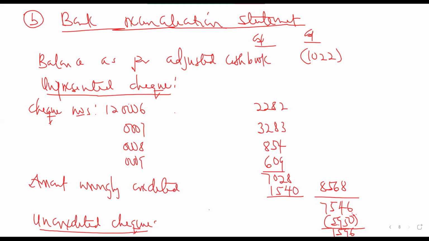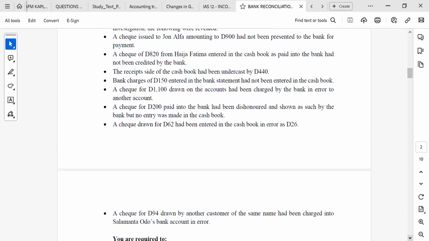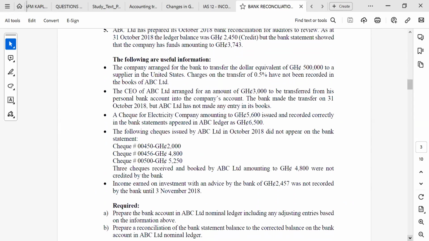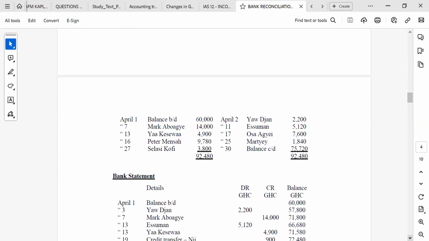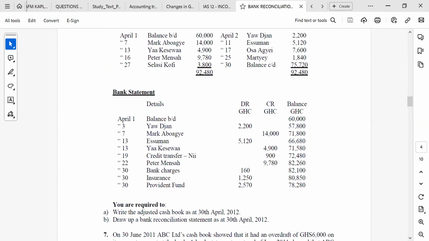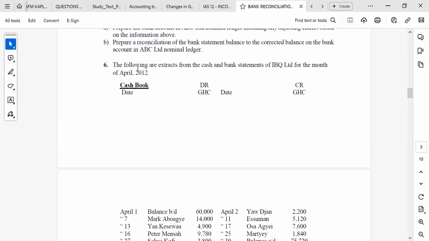Please, I hope we are now okay so far with the two questions. You can pick bank reconciliation statement and be able to do something. But let's pick question number 6. They can also give you a question like this that you have to now trace the items yourself. Okay, so this one you don't have to do anything. The following are extracts from the cash and bank statement of IBQ Limited for the month of April 2012.